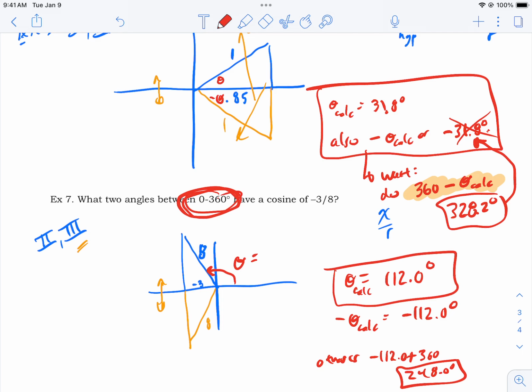So down here I could have of course done the same thing, or 360 minus theta calc. Boy, isn't it nice that you can take nice and neat notes. That would be good. So 360 minus theta calc would be 360 minus 112, which of course is 248 degrees.